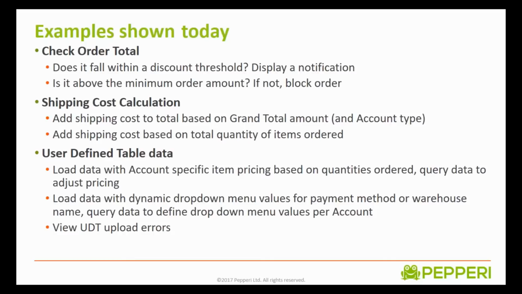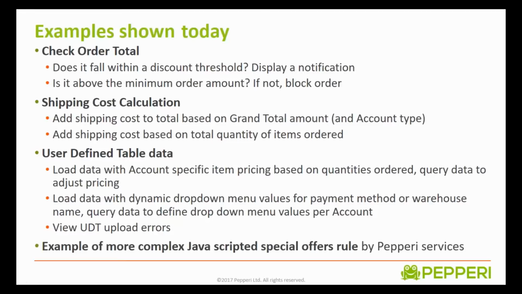Next, we'll load user-defined table data with something called dynamic drop-down menu values. You can have a drop-down menu. As you know, we have custom fields in Pepperi that you can add a drop-down menu for the customer or the sales rep to select a payment method, to select a warehouse, to select a shipping company, and you may not want all the values there to be available for all customers. So you can segment which values appear for which customer by loading this user-defined table data. I'll also show you how to view errors when you're loading the user-defined table data so you can fix your errors.